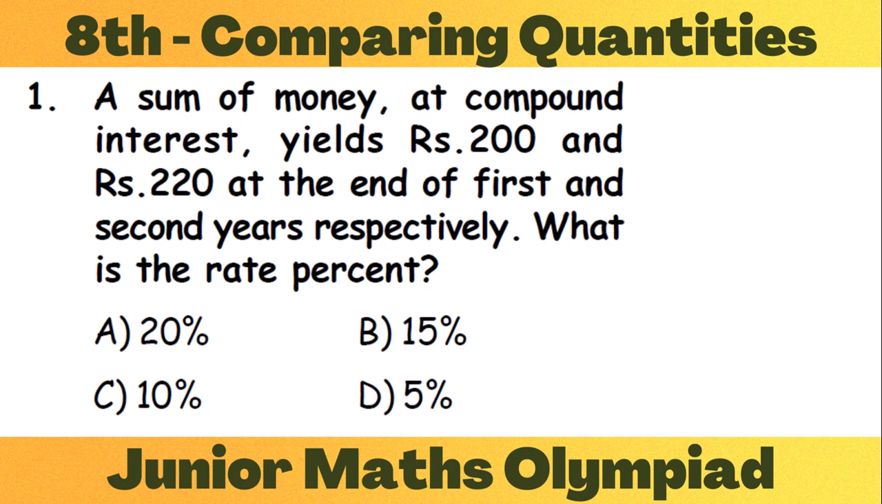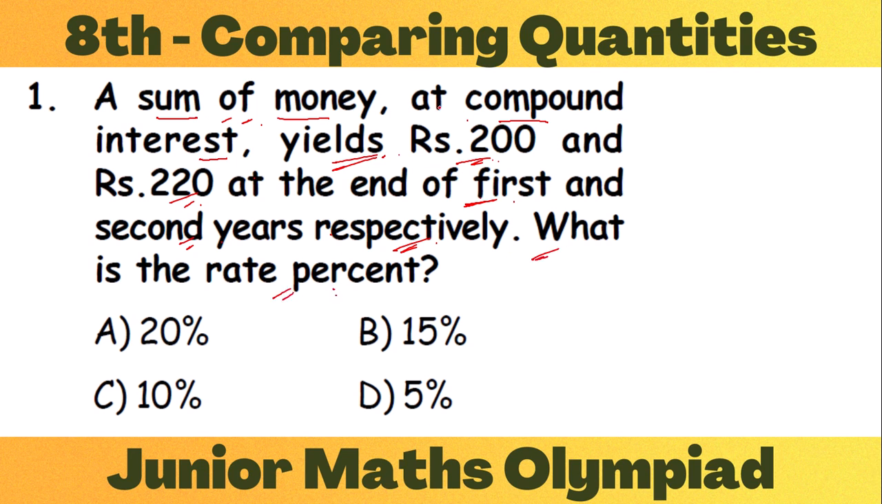Here is the first question. A sum of money at compound interest yields rupees 200 and rupees 220 at the end of first and second years respectively. Means a certain amount of money, if we consider compound interest, will give 200 rupees at the end of first year and 220 rupees at the end of second year. Then what will be the rate percent?